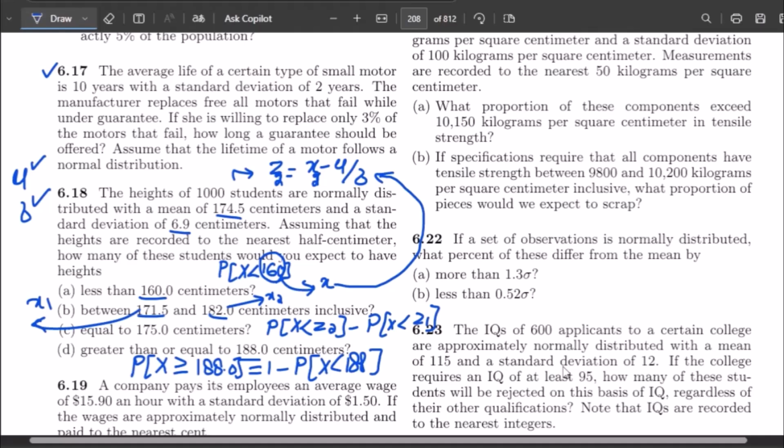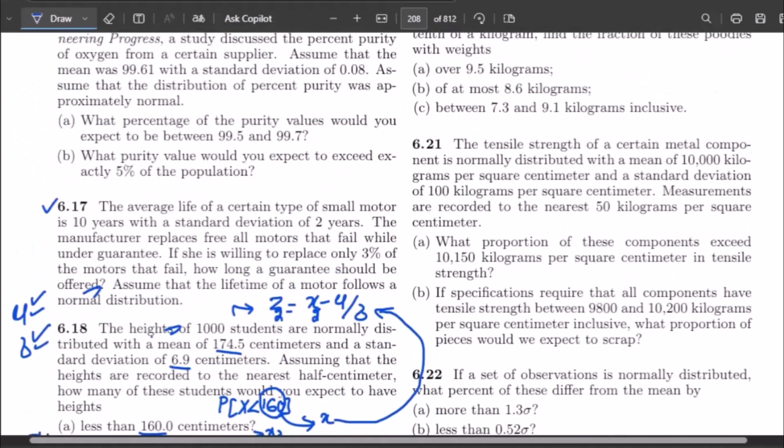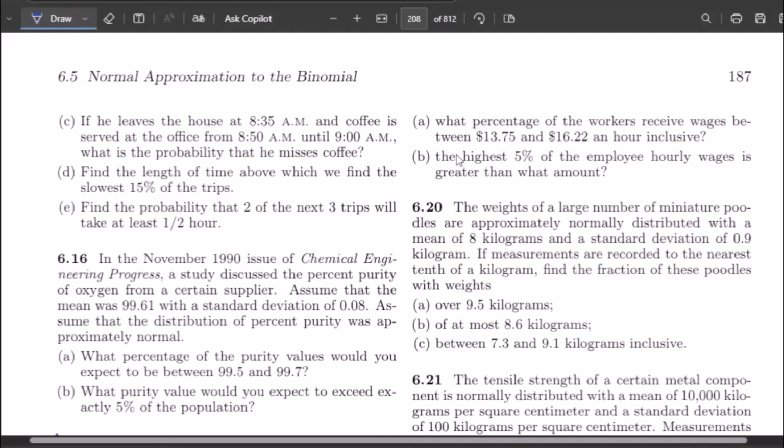In question 6.19, what is the statement? A company pays its employees an average wage of this with the standard deviation of this. Again, we have the mean and standard deviation. If the paid wages are approximately normally distributed and paid to the nearest cent, what are the options here? Part A is, what percentage of the workers receive wages between this value and this value, which is just like part B of our question 6.18.